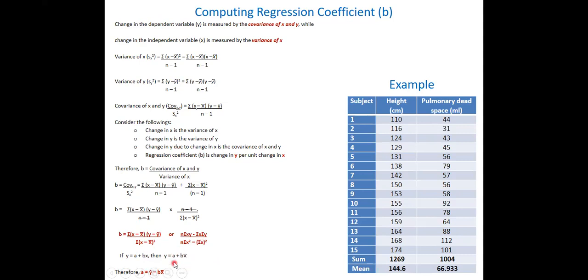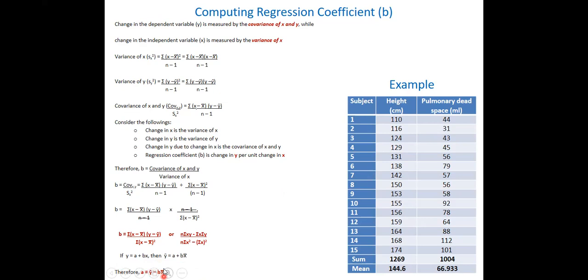When you are able to get B, as I've already said, it's very simple to get A. If you calculate the mean of the dependent and independent variables, you put them in the formula: Y is equal to A plus BX.